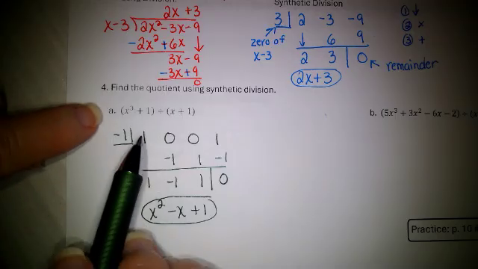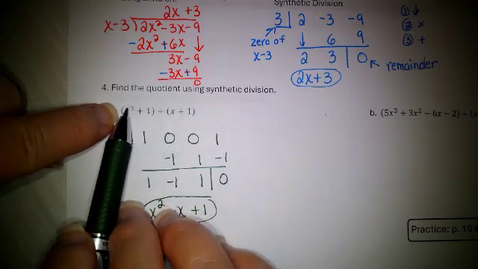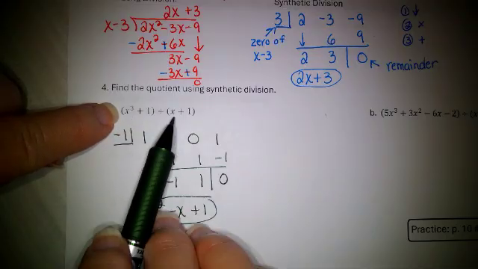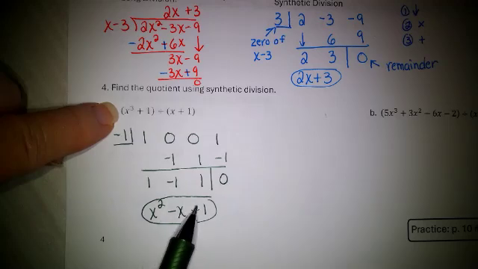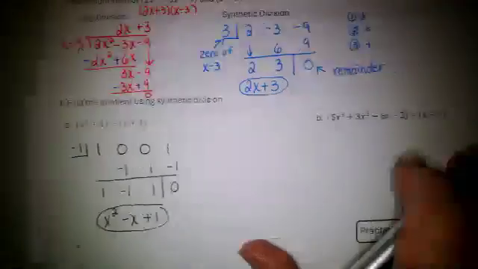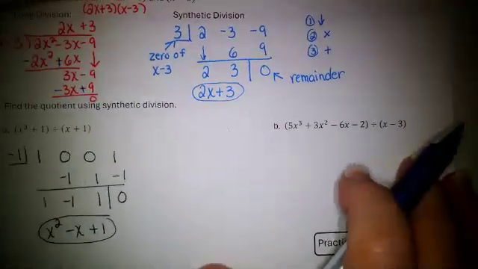Now notice for just a second, this was a sum of cubes. So my answer was x plus 1, x squared minus x plus 1. It fits the pattern. Let's do one more, and then you can practice.